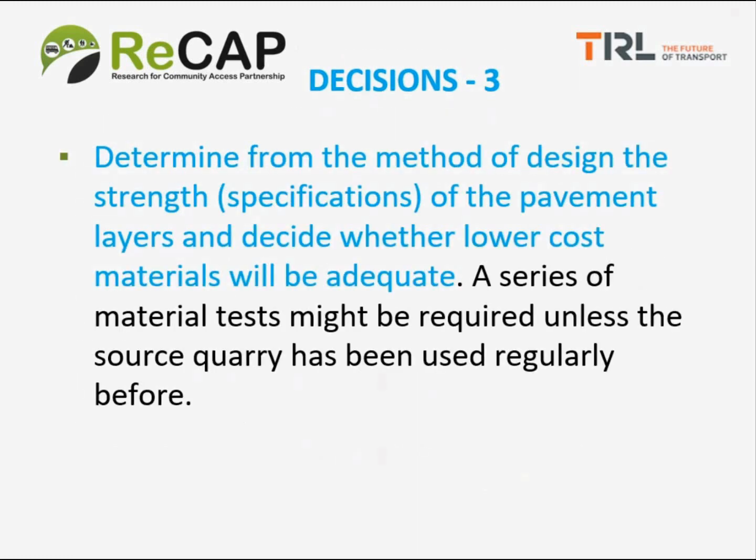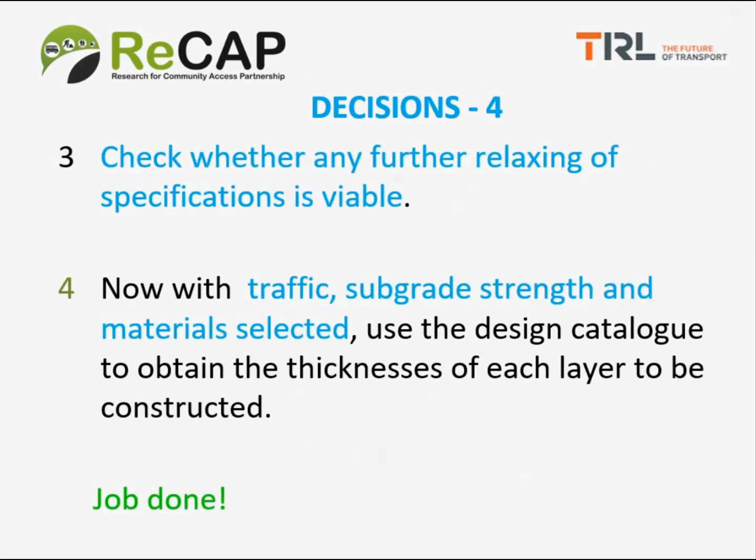So having looked at the subgrade strength for design, or how it should be assessed, the next decision you have to make is on the materials that you're going to build the pavement from. There should be a lot of material tests available so you can see what materials are in your vicinity. You can also check whether you can relax the specifications for the low volume road. You do not need the major strength materials that you need for a high volume road.